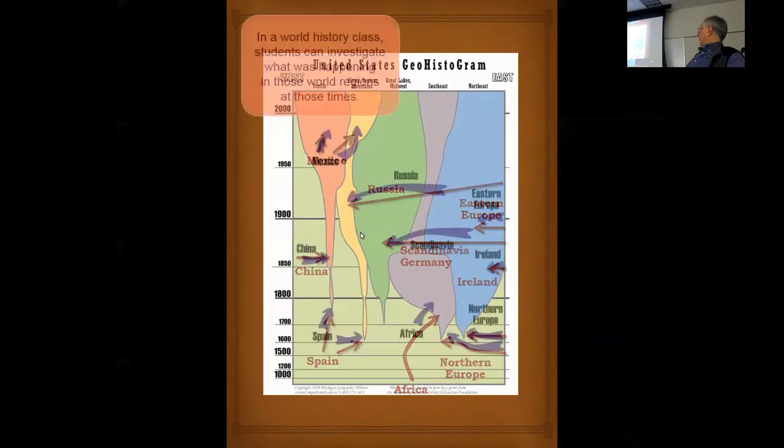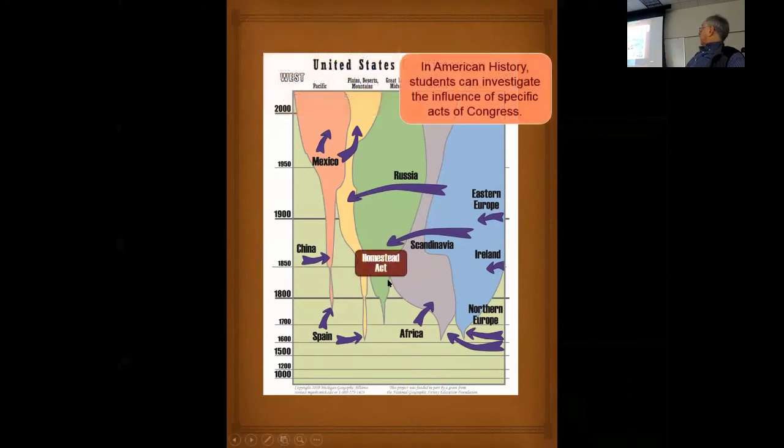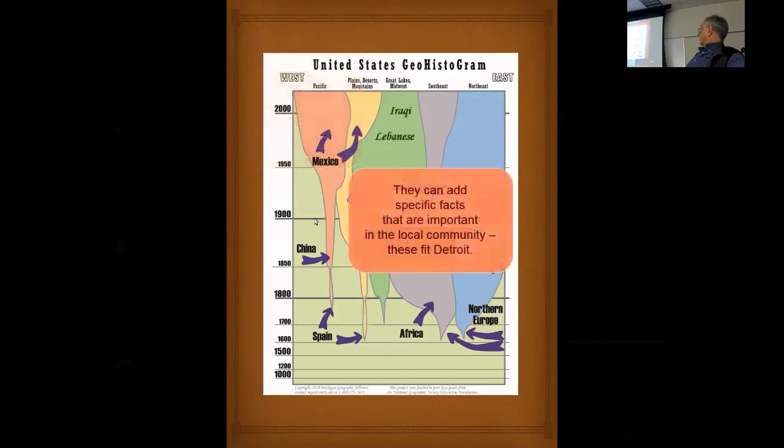And that one can be spread out a little farther. The world history class can, of course, go back to figure out what was going on in all those places to bring them over. And we'll talk more about immigration a little bit later on. In American history, we want to look at the specific acts that triggered some of these things, like the Asian Exclusion Act and the Homestead Act and things like that. You put those on. But students can add their own biography to this with an arrow. This is when my grandmother showed up. And you can add specific facts.